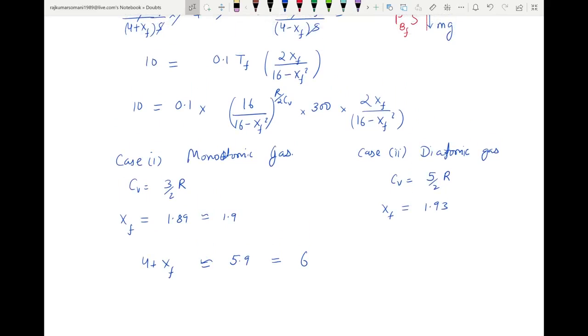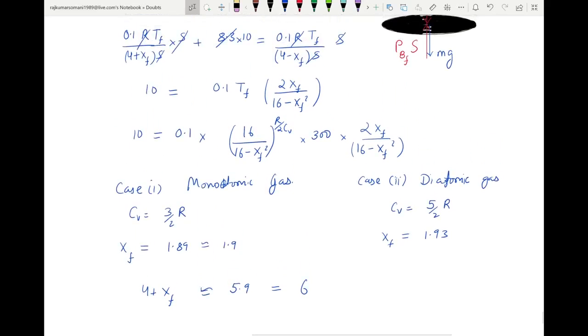And the reason behind this, I believe, is that it is not possible to solve this equation without iteration, or it's not possible to solve this equation in the exam using high school mathematics. So students got stuck there if they solved by this method. But this is the correct method. And the correct answer to this question is going to be 5.9. It is not varying much whether it's a monoatomic gas or a diatomic gas.